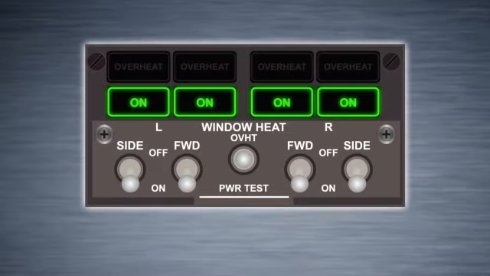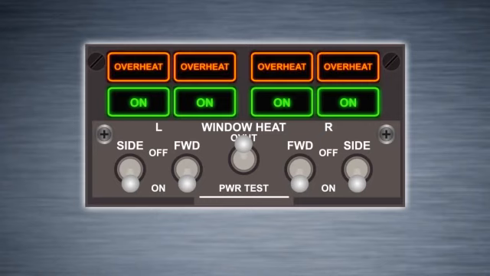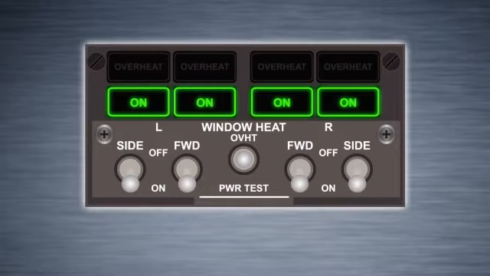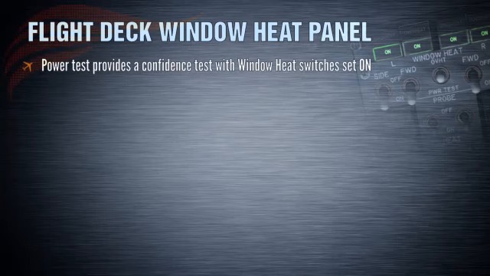The window heat test switch is located on the window heat panel. This switch is spring-loaded to center and has 2 functions, an overheat test and a power test. The overheat test is initiated by holding the window heat test switch to the overheat position, and this simulates an overheat condition to test the window heat control unit overheat circuitry. All of the overheat lights should illuminate on the panel. To reset the system, each switch must be selected off, then on again. The power test provides a confidence test with the window heat switches in the on position.